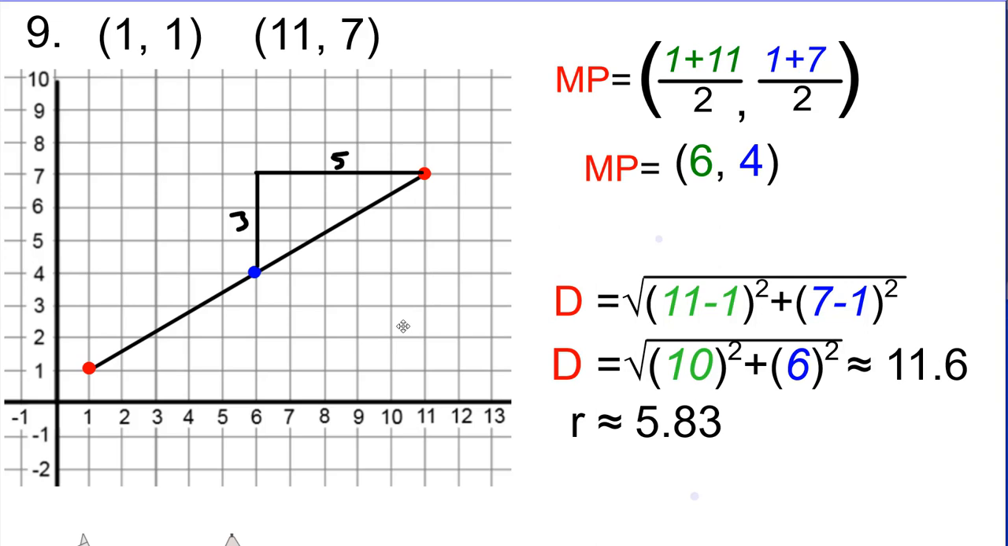So first, let's plot some more points. If we know that this has a radius of 5.83 approximately, well, it has components of 5 and 3. So instead of going up 3 and over 5, what if I would have gone up 3 and then to the left 5? So I can move this point all the way over here. Wouldn't that be the exact same distance? So if I go up 3 and over 5, or up 3 and left 5, well, it would.